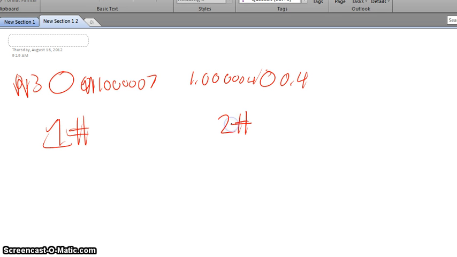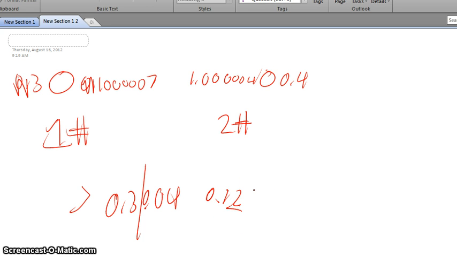Now, a trick that I have learned is when looking at a number comparison such as 0.3, 0.04, look at the first digit. Whichever one is bigger is greater. If they're the same, move on to the second digit. If they're still the same, move on to the third, and so on and so forth.